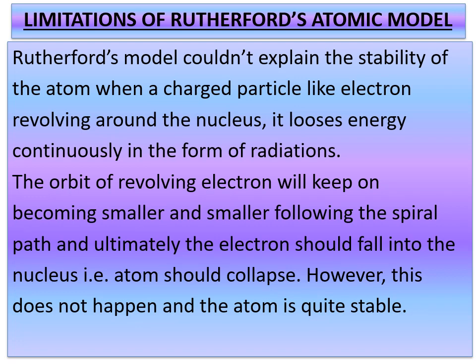So, limitations of Rutherford's atomic model. Rutherford's model could not explain the stability of an atom. When a charged particle like an electron revolves around the nucleus, it loses energy continuously in the form of radiations. That part you have to remember. The orbit of the revolving electron will keep on becoming smaller and smaller, as I have already shown in the picture, following a spiral path, and ultimately the electron should fall into the nucleus.